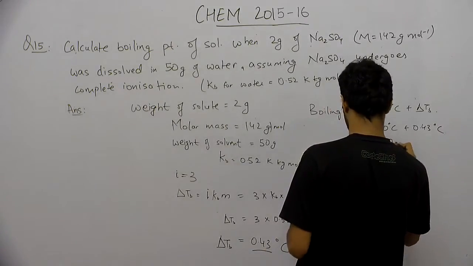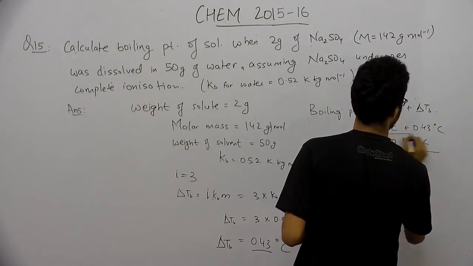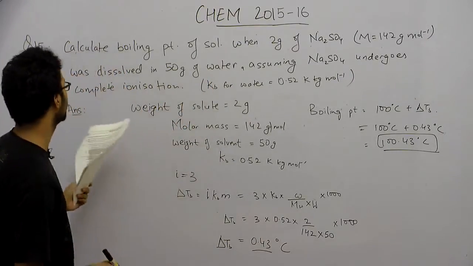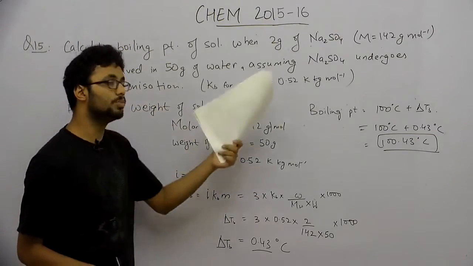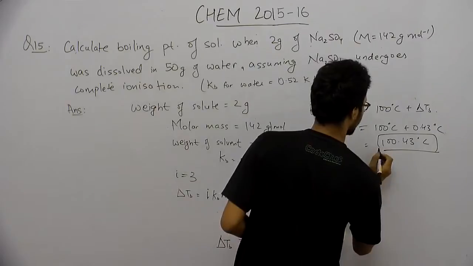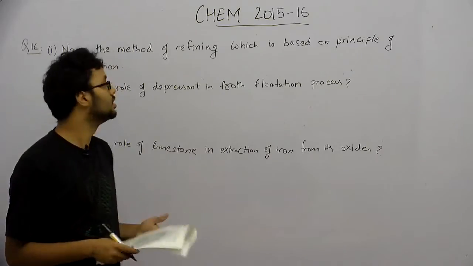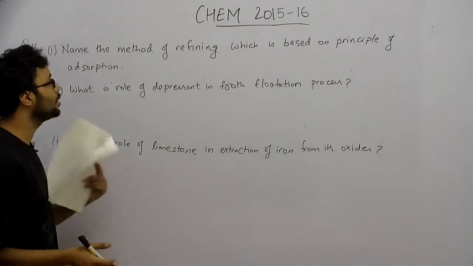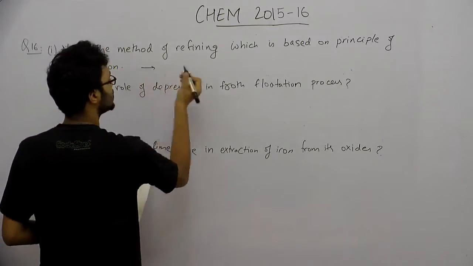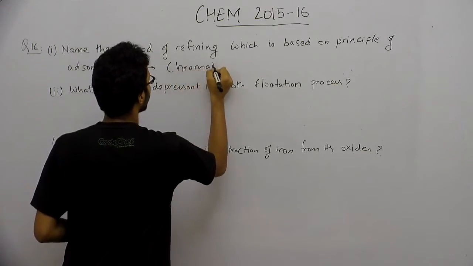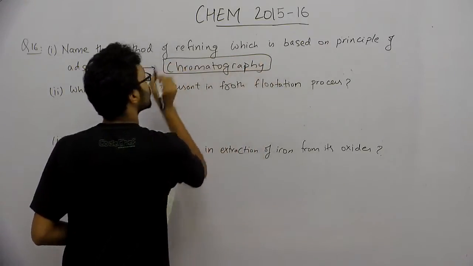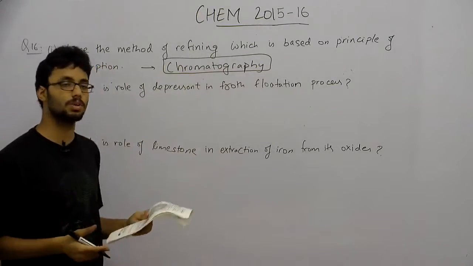So it is 100.43 degrees Celsius. So we have found the boiling point of the solution when 2 gram of sodium sulfate was dissolved in 50 gram of water, assuming it undergoes complete ionization, and the boiling point comes out to be 100.43 degrees Celsius. So the next question is, first part, name the method of refining which is based on the principle of adsorption. So the answer is chromatography. Chromatography is a method of refining which is based on the principle of adsorption.